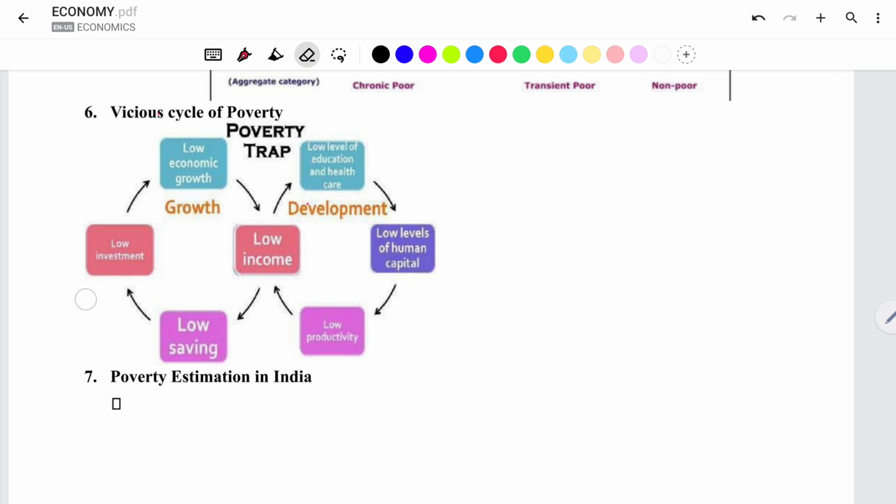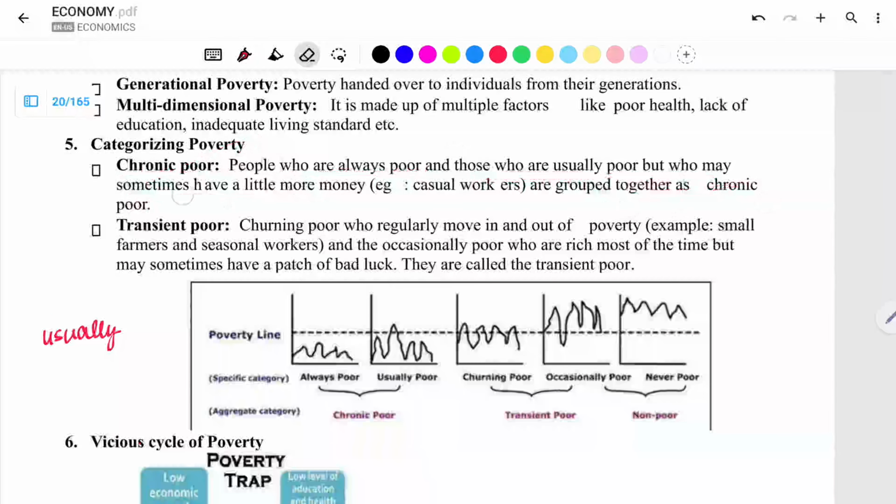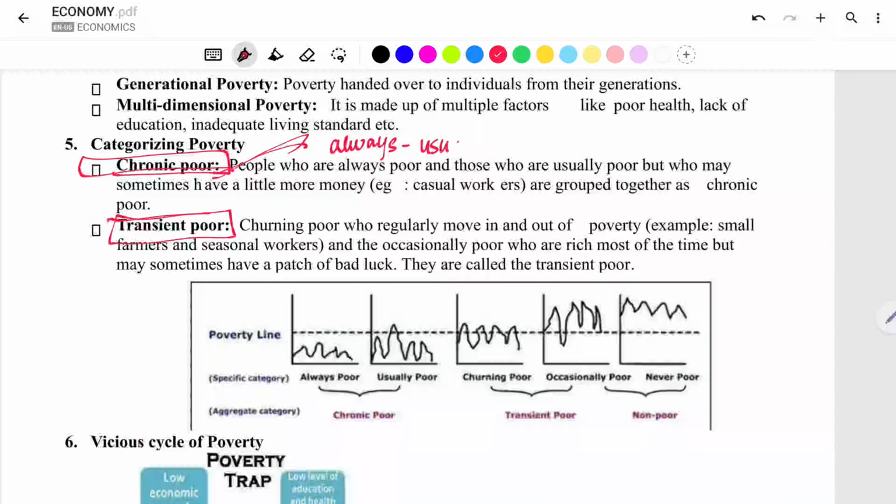As of now, we have seen a few concepts which are easy to remember and very basic, like churning poor, transient poor and chronic poor. In chronic poor we have always poor and usually poor. In transient we have the churning poor and occasionally poor.